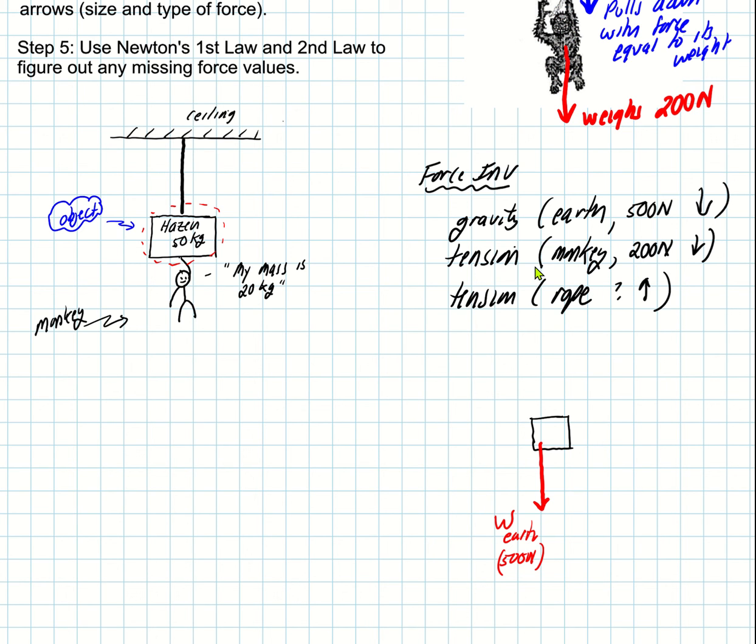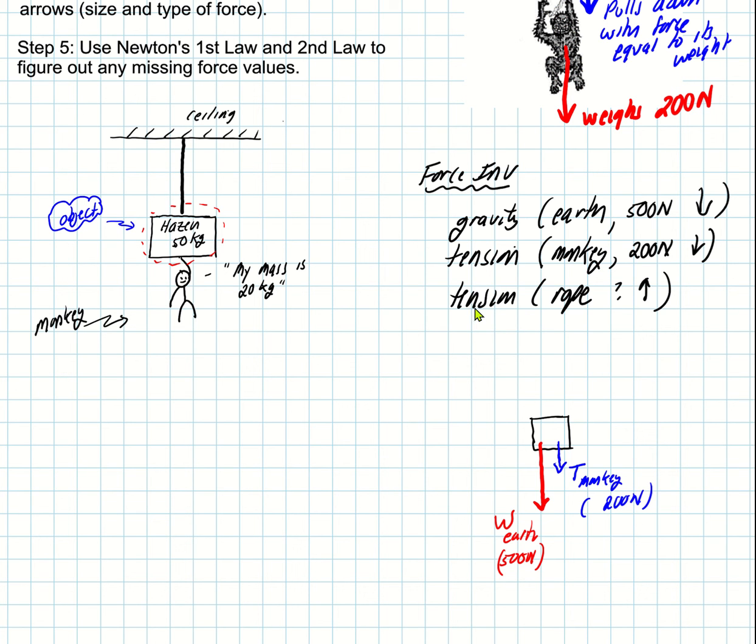Okay, now there's another down force. The monkey is pulling down with 200 newtons, so not quite half, right? So I'm going to make that a blue arrow, and I'm going to make it a little bit less than half because 200 newtons is a little bit less than 500 newtons. And so that's going to be a tension force. I think this is our first tension force. We use capital T for tension, and the monkey is the one doing it. I know it's going to be 200 newtons. Okay, done with step 4 because every other force I don't know.